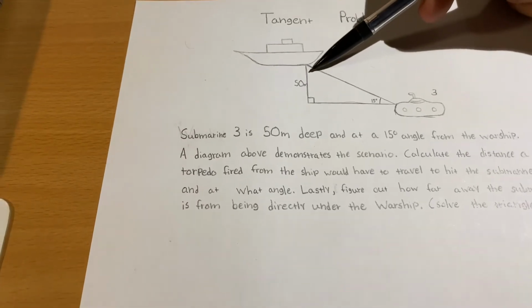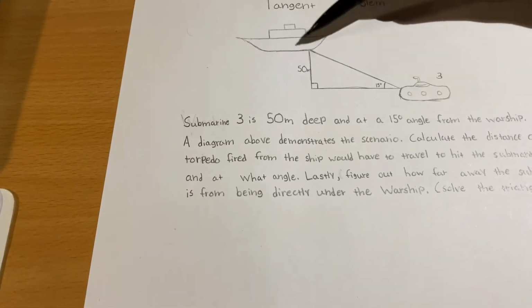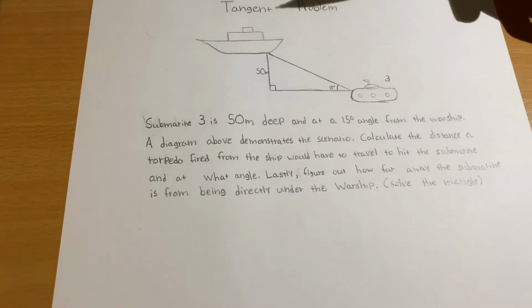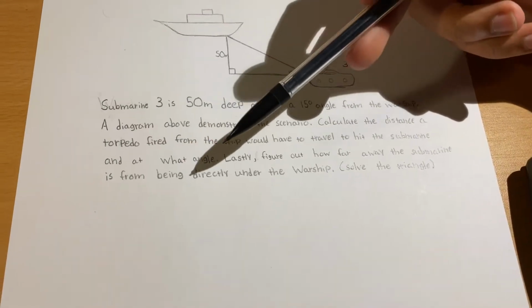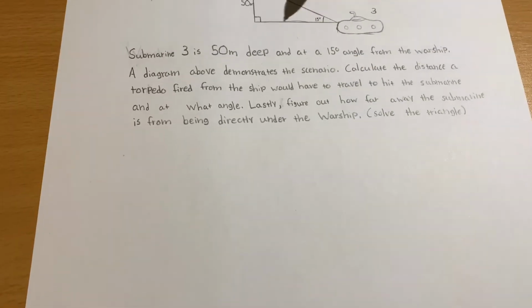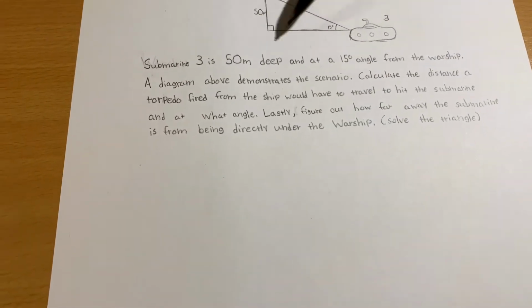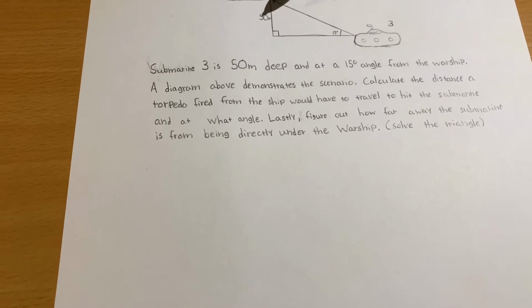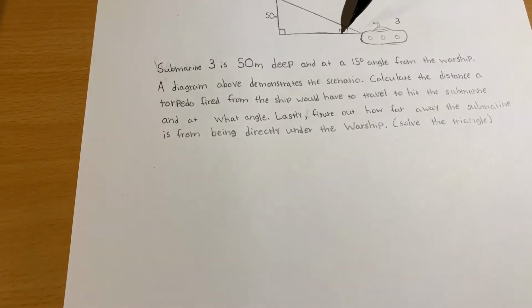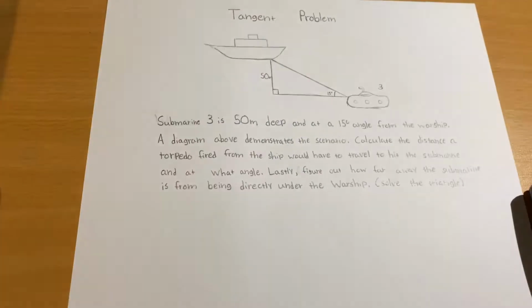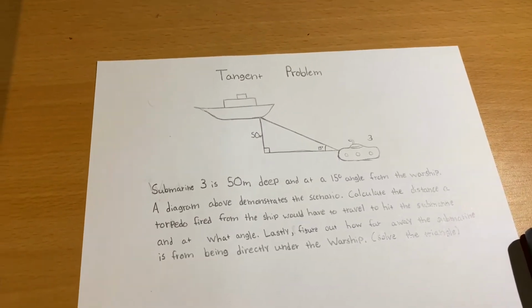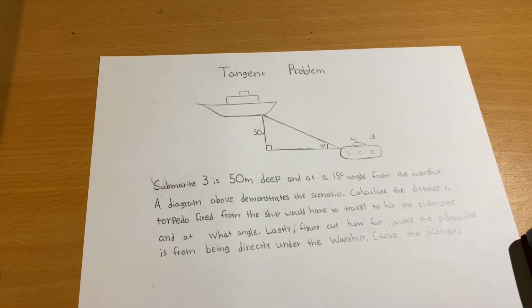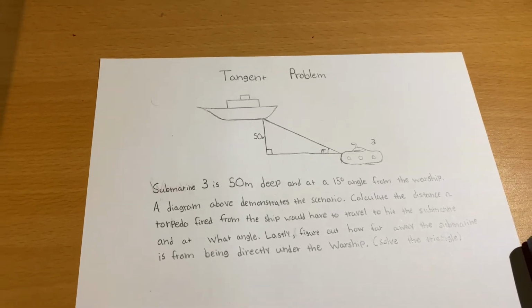I need to find this angle, and I also need to find this distance, which is the hypotenuse. Lastly, figure out how far away the submarine is from being directly under the warship, and that is only this bottom part, which is another leg. They've given me one leg, and I've also got one angle. So with tangent, since I'm given one leg and it has nothing to do with the hypotenuse, all I'm using it for is to find the other leg.